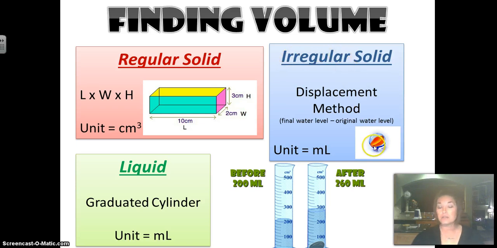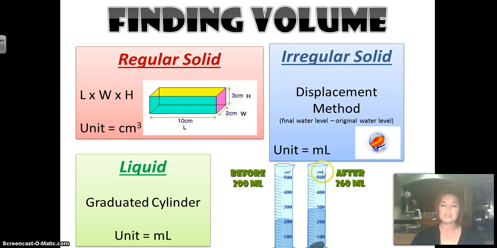That would be a solid like this marble. This marble does not have a very defined length, width, and height, so I cannot use this method, but I can use a method called displacement. For the displacement method, you take the final water level, because you're going to be using a graduated cylinder, and you subtract the original water level.